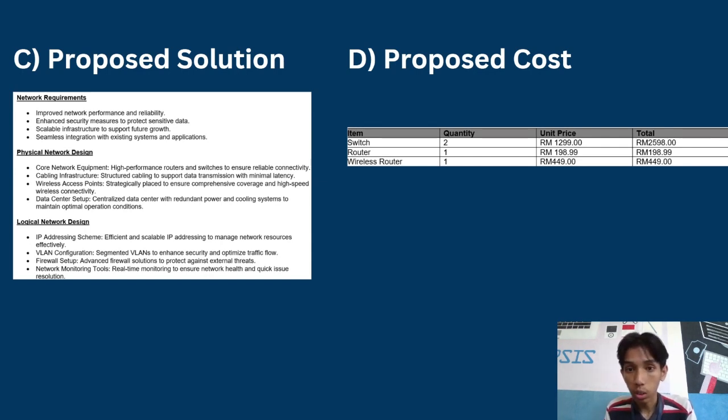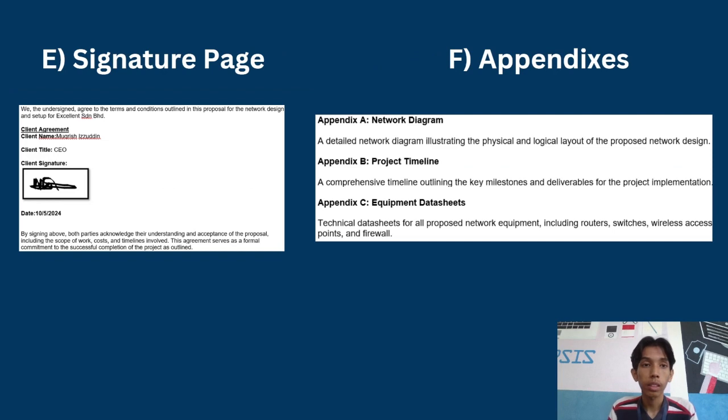After that, proposed cost. As you can see, we have three items: switch, router, and wireless router. For the switch, we have a quantity of two, and for both the router and wireless router, one. For the signature page, as you can see, we made a signature page for our client and we got our client's signature and all of that.